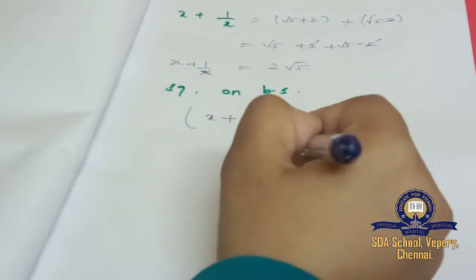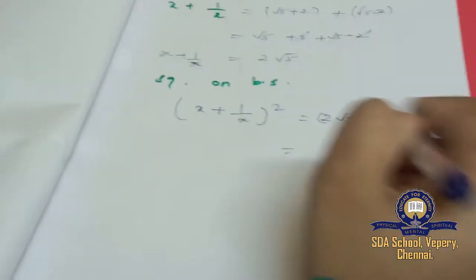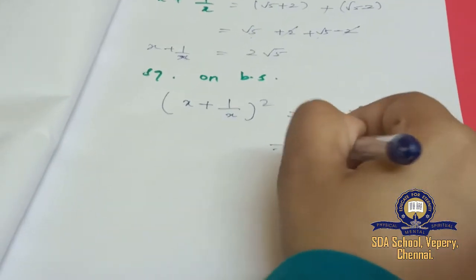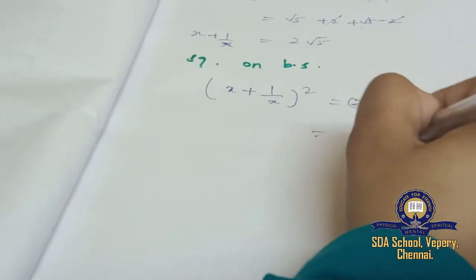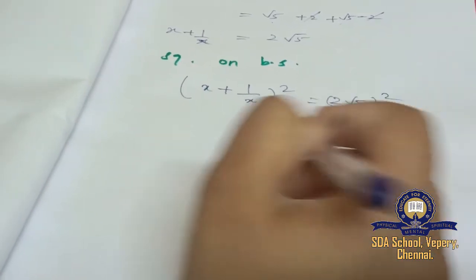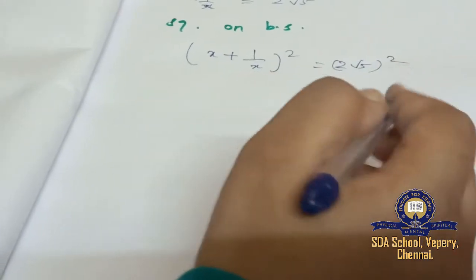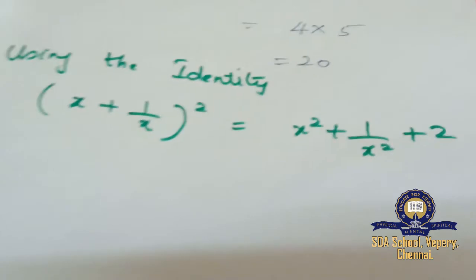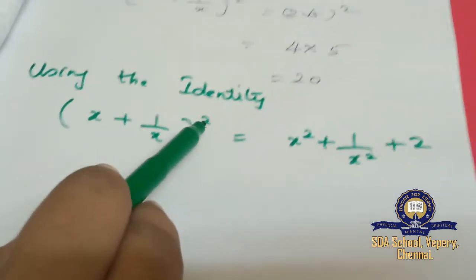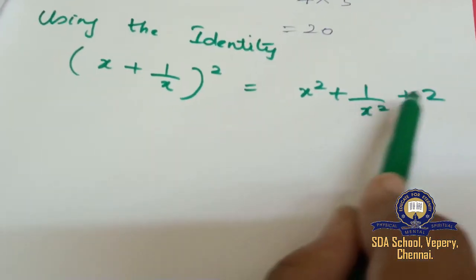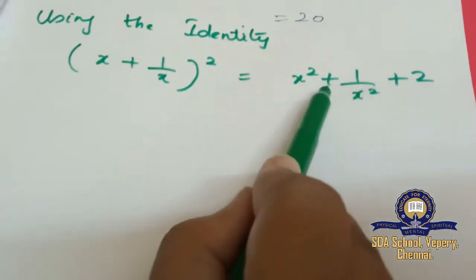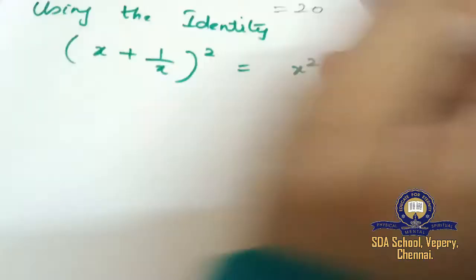Yes, students? Okay. Then open up the bracket. What will you get? 4 into what? Root 5 the whole square is 5. 20. What have you found the value of x plus 1 by x square to be? 20. Using the identity x plus 1 by x the whole square equals x square plus 1 by x square plus 2. Now what you have to find is x square plus 1 by x square.